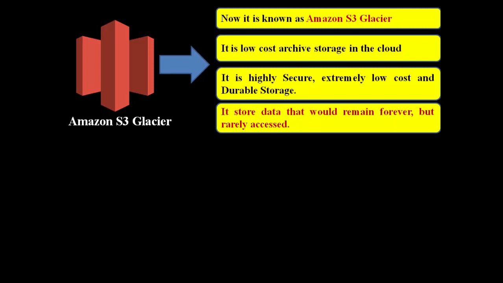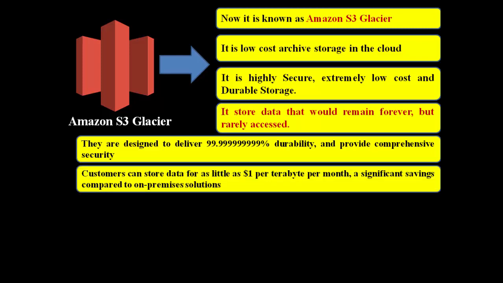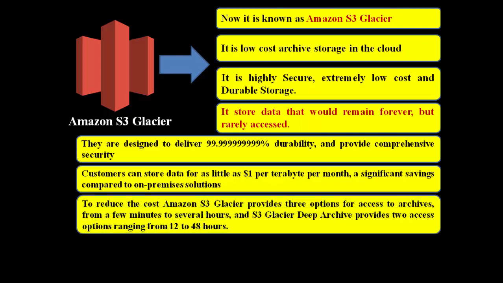If you want to store data permanently or for the long term but need to access it very rarely, at that time we can go for S3 Glacier. It is designed to deliver 99.999999999%, that is 11 nines, of durability. Such high durability is provided by AWS on Amazon S3 Glacier, along with comprehensive security. Customers can store data for as little as $1 per terabyte per month, a significant saving compared to on-premises solutions. So such a low cost is provided by AWS to store large amounts of data on Amazon S3 Glacier.